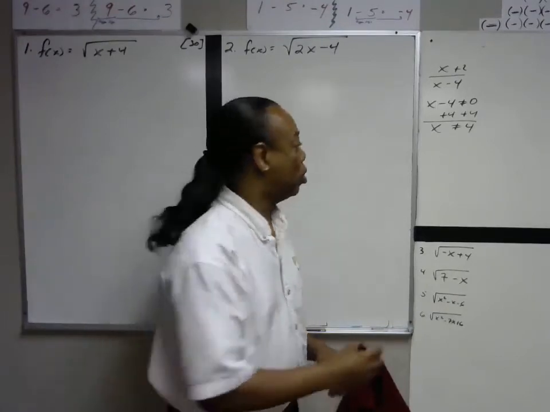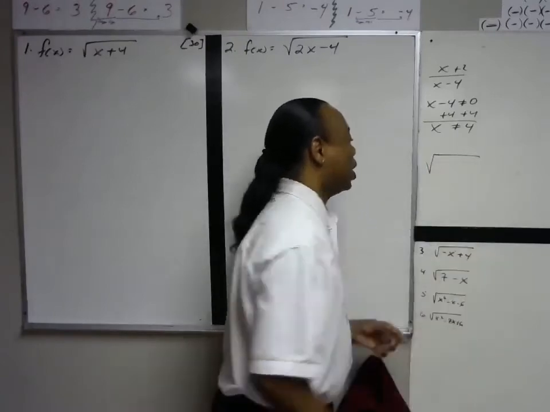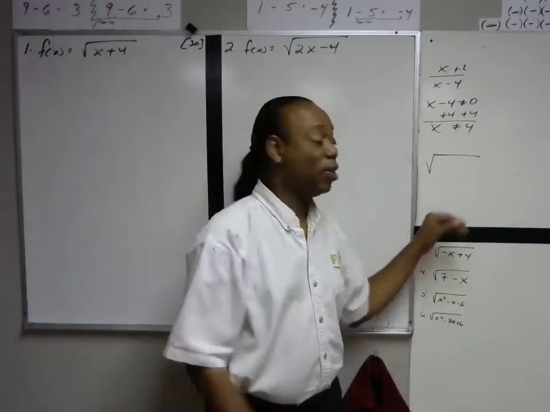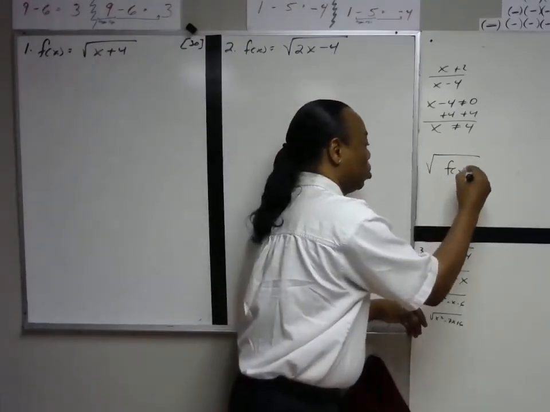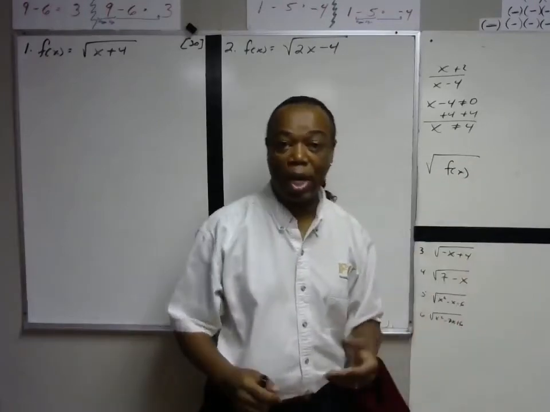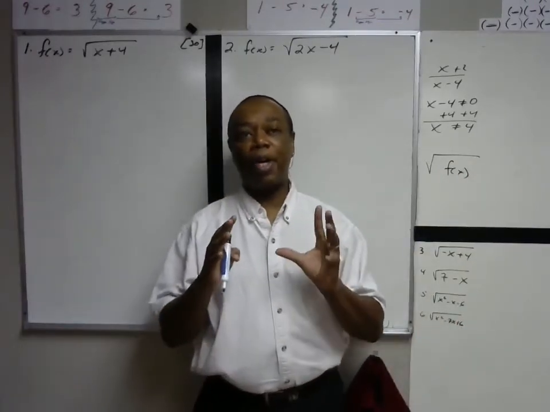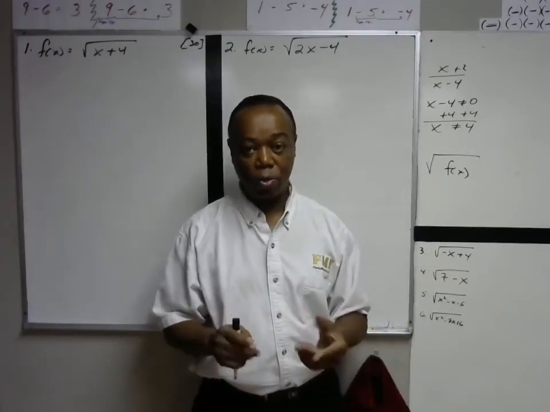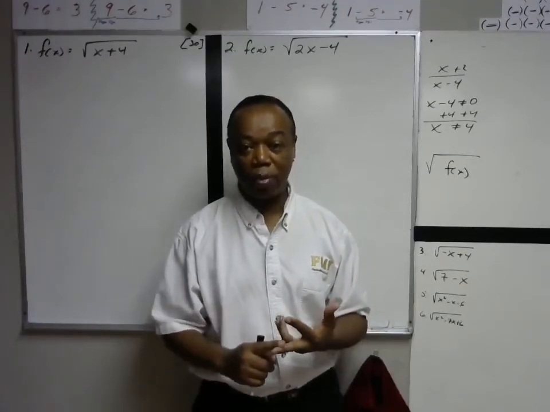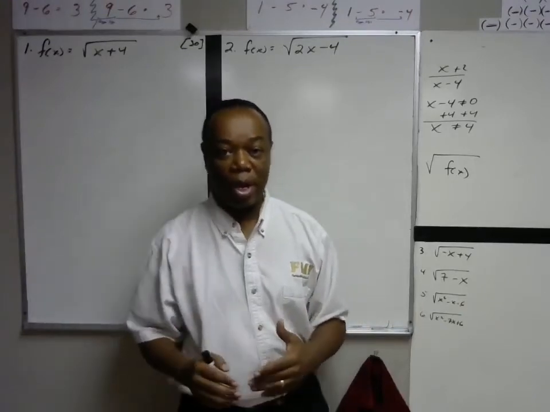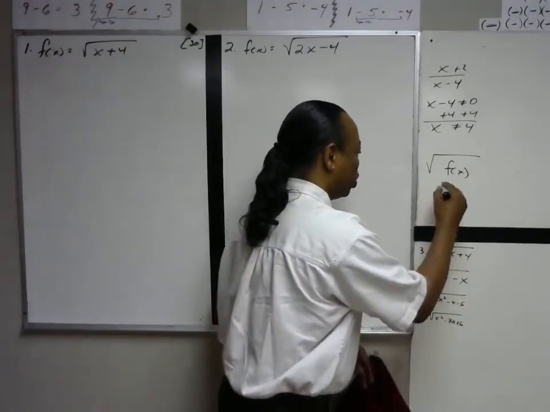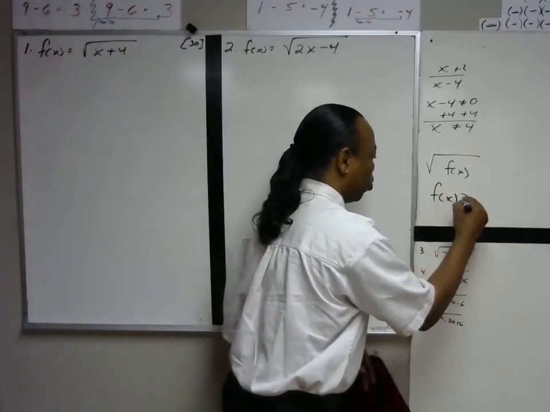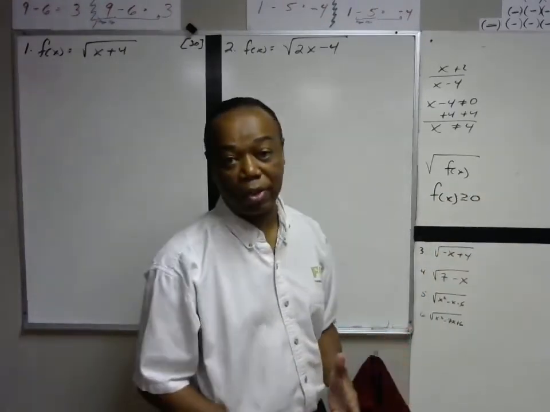For radicals, the idea is that whatever's inside, let's say an expression with an x, that expression can never be negative. You can't put a negative under a radical. You put 0 or positive numbers. So what we do to find a domain is we take the expression that's in here and we set it greater than or equal to 0, and then we solve for x.